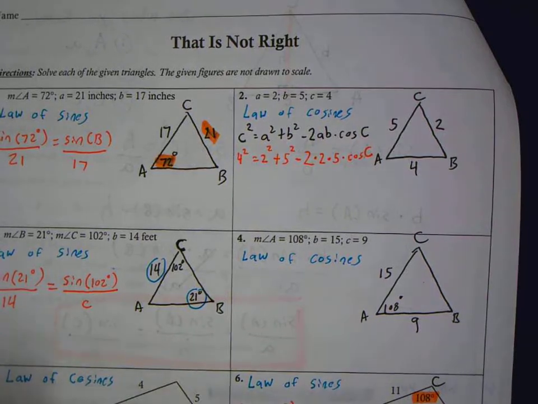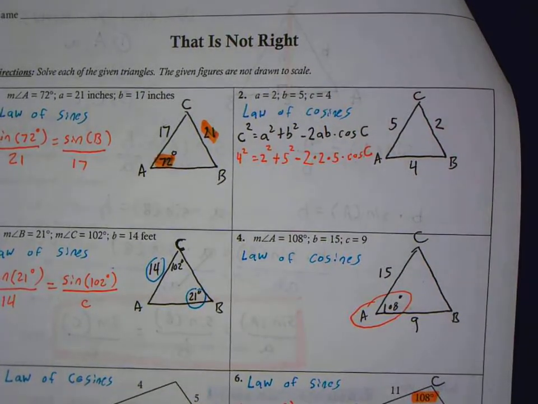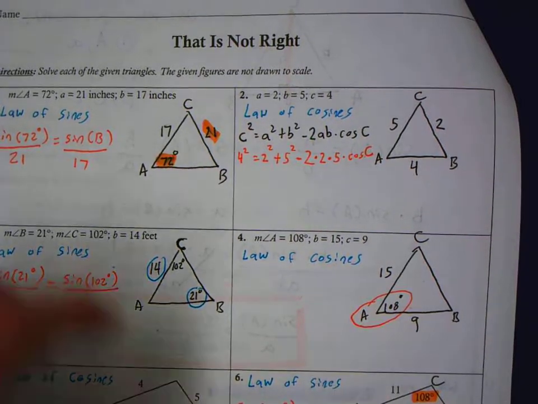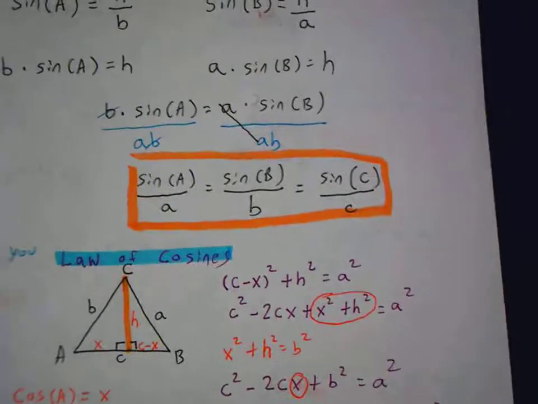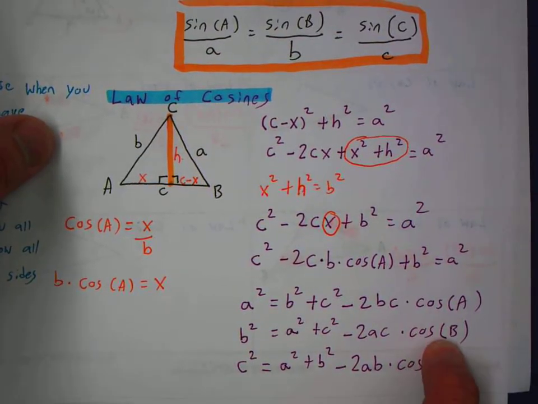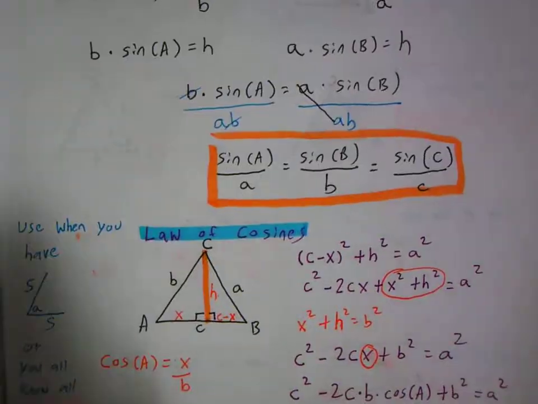We want to use the formula that talks about cosine of A, because that's the only angle we know. If you flip it over, the one that uses cosine of A is this one, the first one, right? Because this uses cosine B, this uses cosine C. So we're going to use the first one, a squared equals b squared plus c squared.